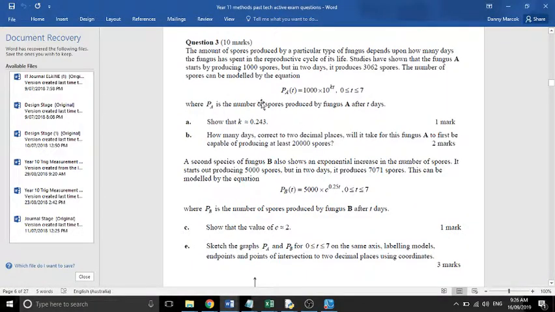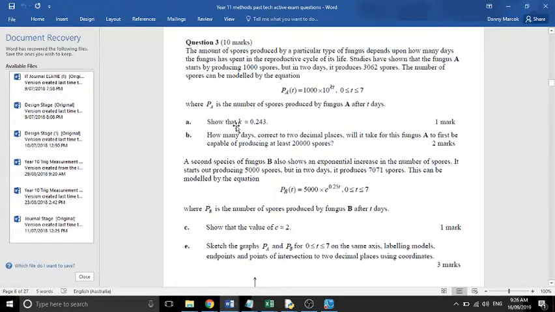Okay, this question is an application question. The amount of spores produced by a particular type of fungus depends on how many days the fungus has spent in the reproductive cycle of its life. Fungus A starts by producing 1,000 spores, but in 2 days it produces 3,062 spores. The number of spores can be modeled by this equation, where P is the number of spores produced by fungus A after T days.